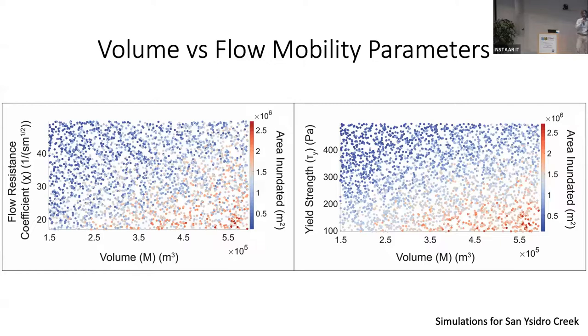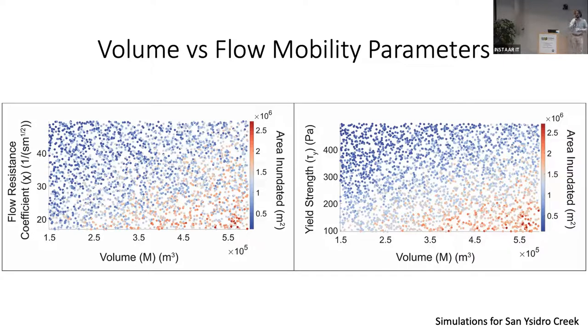I mentioned earlier that the volume and the flow mobility parameters are particularly important for determining model output. So here are two plots. These dots represent 3,000 individual simulations that we conducted against San Ysidro Creek. Once again, these are scenarios where we varied both the input volume as well as the two flow mobility parameters, the flow resistance coefficient and the yield strength. The color bar is the area inundated. We chose this metric because this may be something you would be interested in if you're using the model in a predictive sense. So we see here that the warmer colors are simulations that inundated more area, and the cooler colors are simulations that inundated less area.